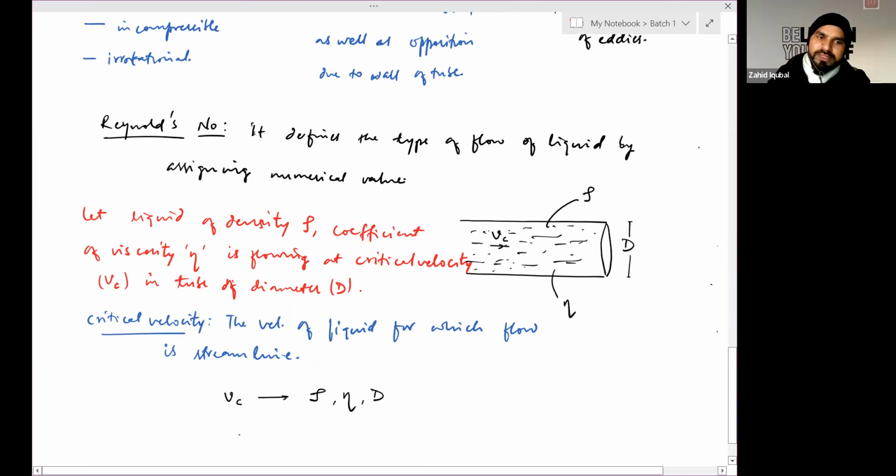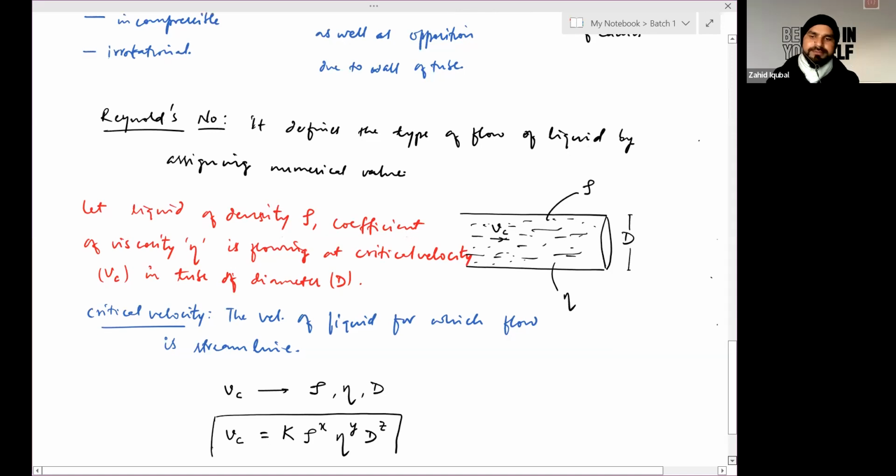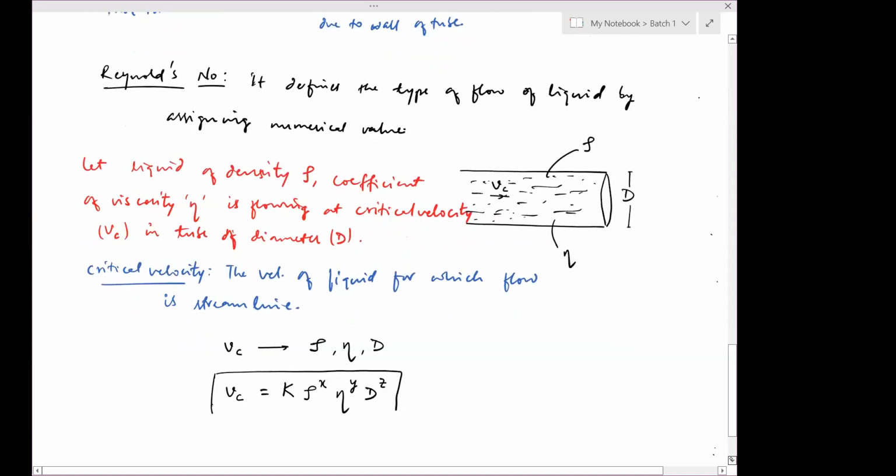So on the basis of its dependency, we may write critical velocity equals some proportionality constant, rho to the power x, eta to the power y, diameter to the power z, according to the concept of dimensional analysis. Hamza, is it clear? Yes, sir.